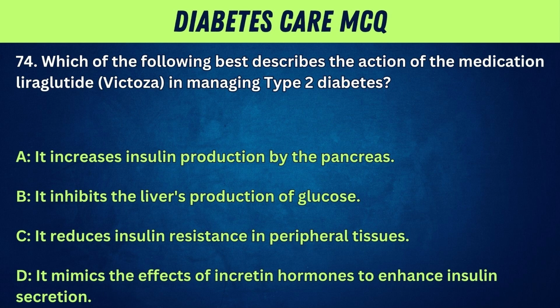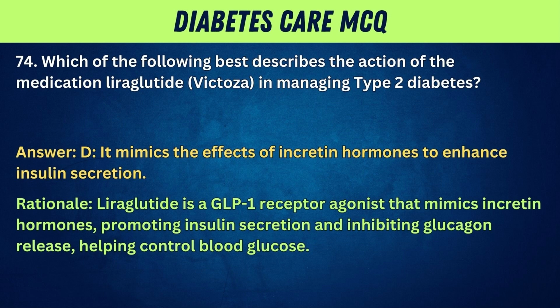74. Which of the following best describes the action of the medication liraglutide, Victoza, in managing type 2 diabetes? A. It increases insulin production by the pancreas. B. It inhibits the liver's production of glucose. C. It reduces insulin resistance in peripheral tissues. D. It mimics the effects of incretin hormones to enhance insulin secretion. Answer: D. It mimics the effects of incretin hormones to enhance insulin secretion.